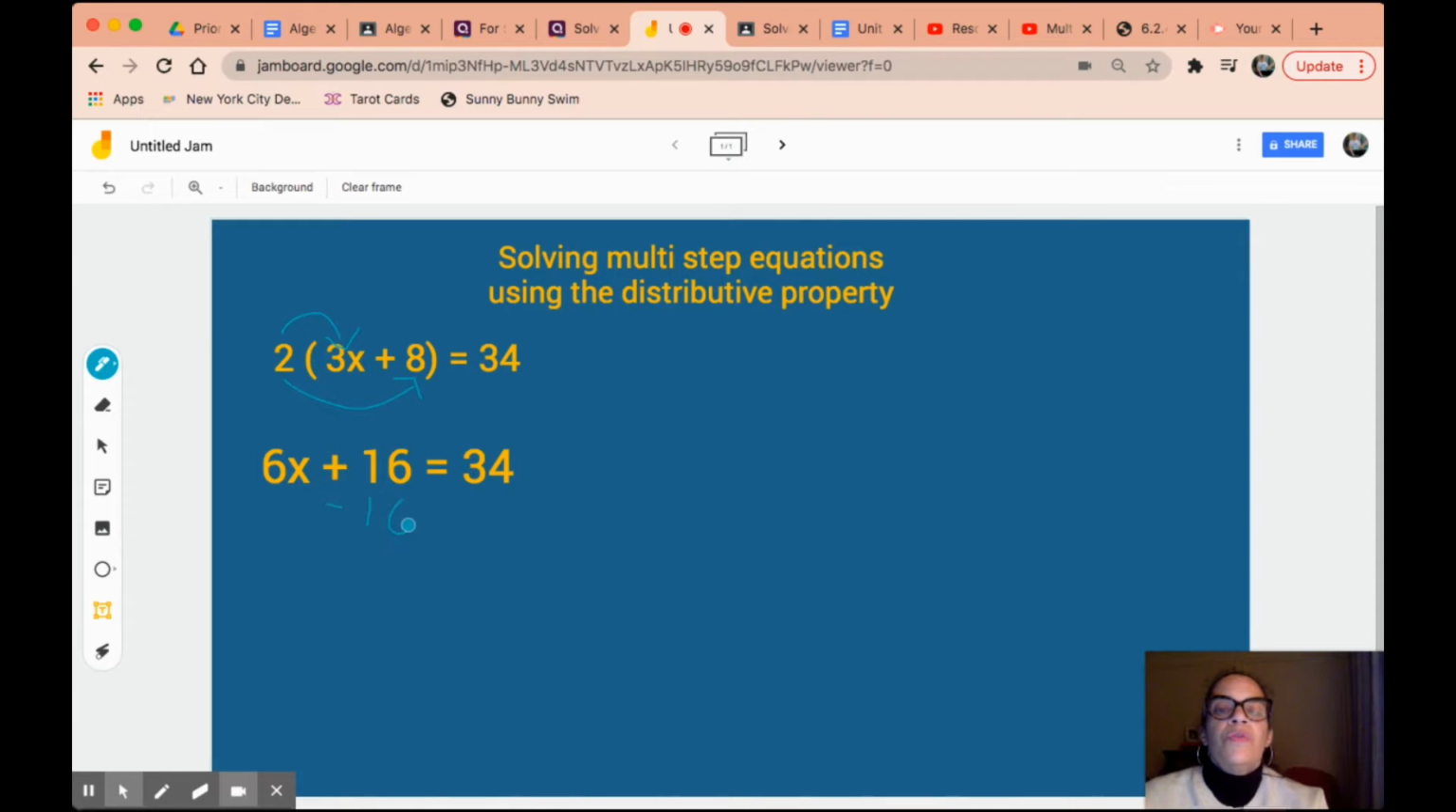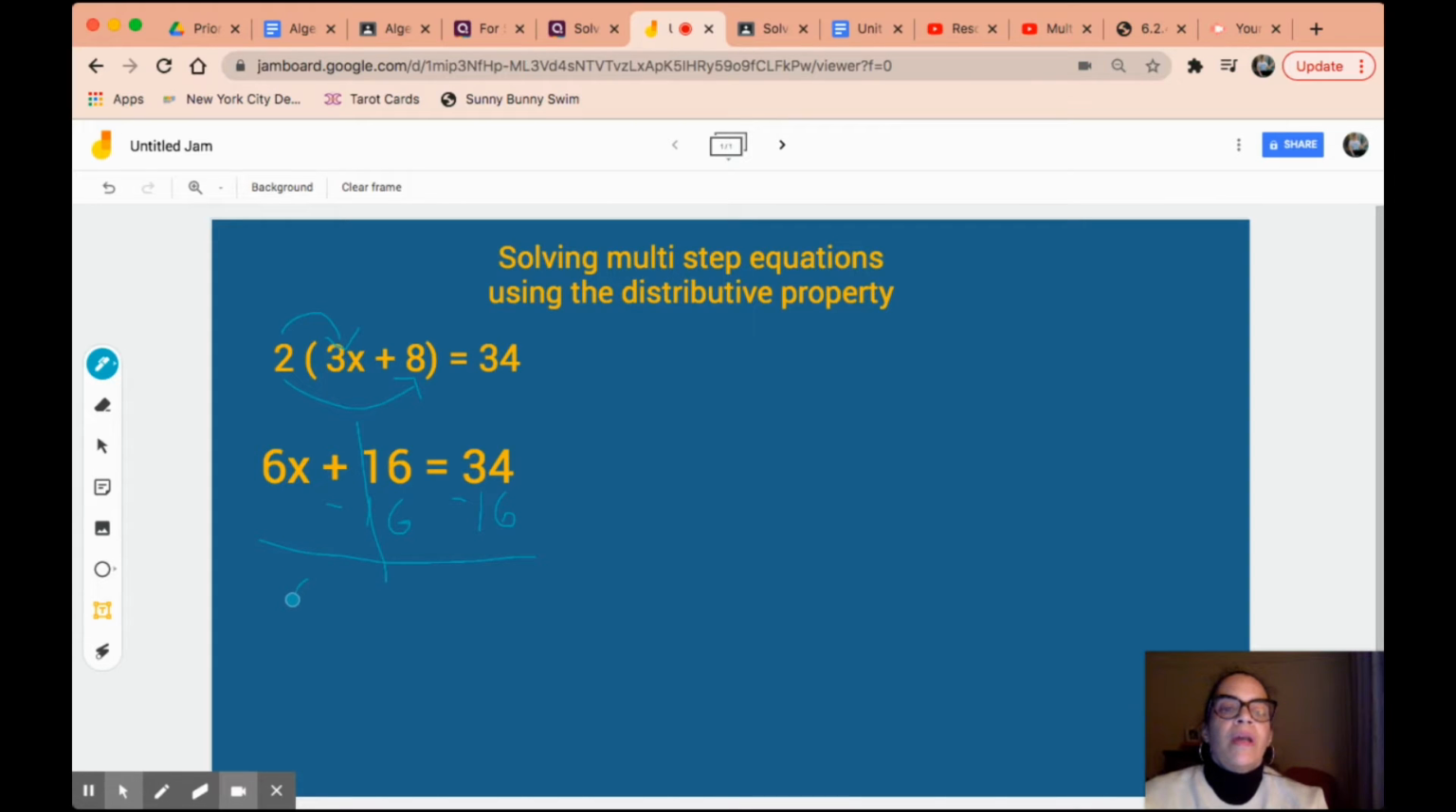We're going to use the subtraction property of equality, which means that whatever we do to one side, we're going to do to the other side. And in this case, it's subtraction. So that's why it's called the subtraction property of equality. These are going to cancel out because a positive 16 and a negative 16 is a 0. We do not need to write that.